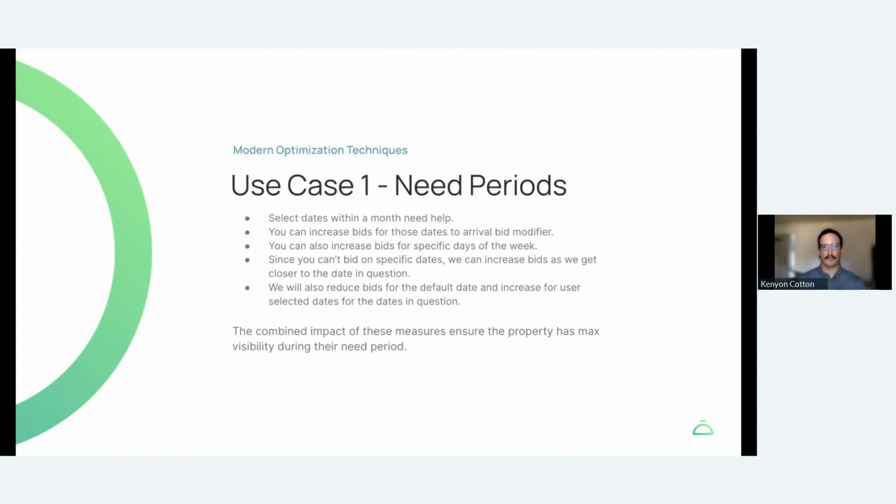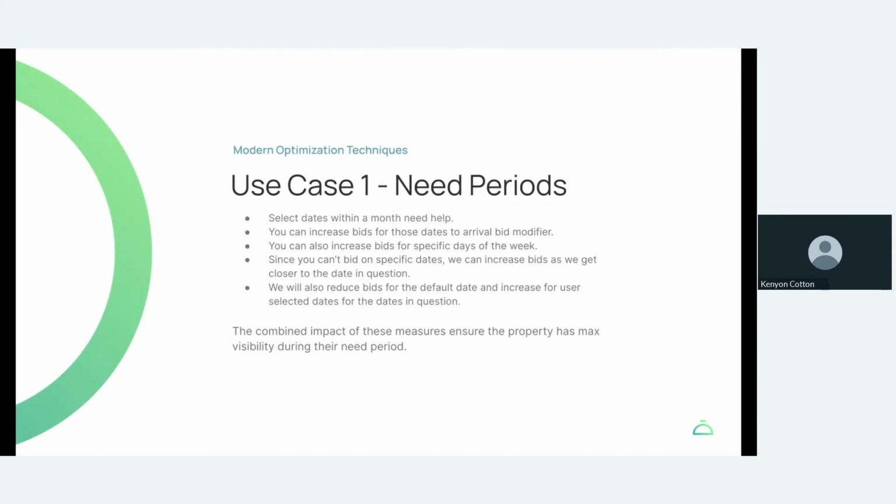We can also reduce bids for default dates and increase bids for user selected dates in an effort to show up higher when they search our need dates in question. So the combined impact of all these measures just kind of ensures your property has max visibility during the time frame.